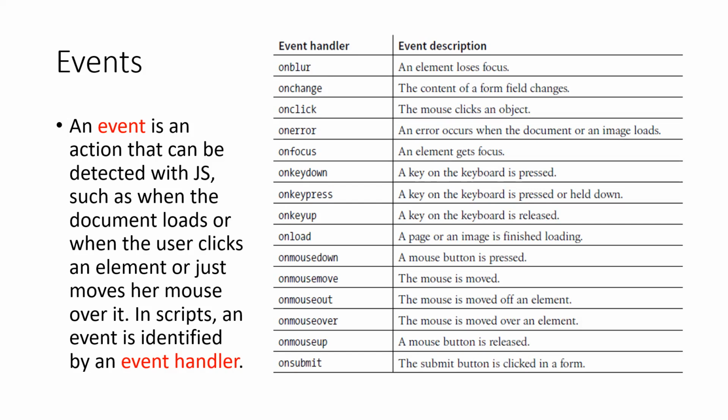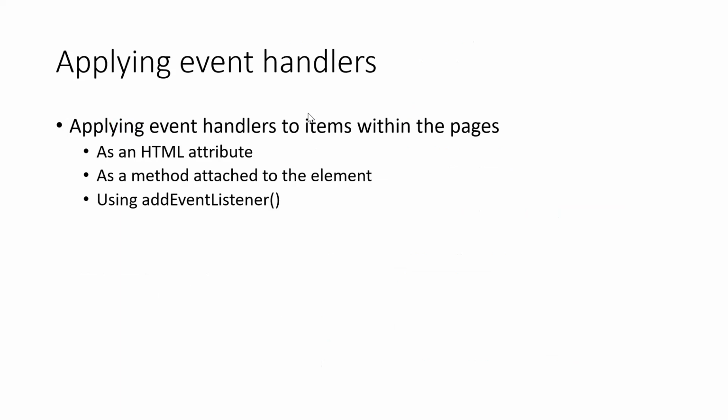On error, right? So if there's an error in the document, or like when you load an image. On focus, so earlier we have on blur, you lost focus, and then you are getting the focus, we call on focus. So likewise, we can identify various event handlers, and based on the event handlers, you can make different functionality. Now, when you want to apply the event handlers, you can handle it in many ways.